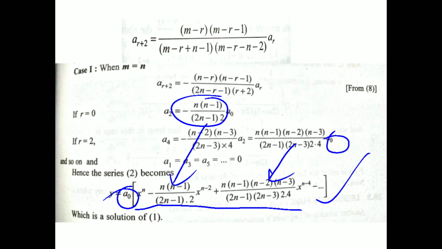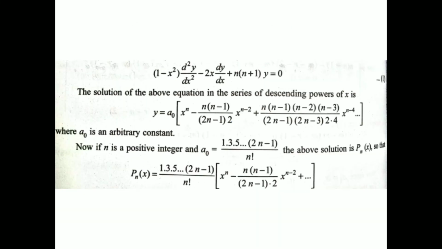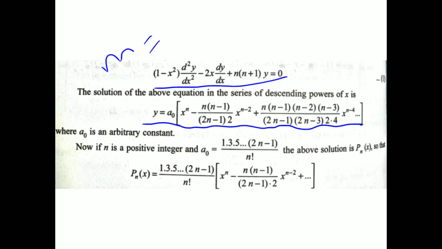So it is nothing but Legendre's polynomial of the first kind. So this is a solution of the first kind. Here you can see this is the Legendre's equation and this is its solution, which we have found based on the condition m equals n. So this is a solution of the first kind. A naught is an arbitrary constant, some constant.